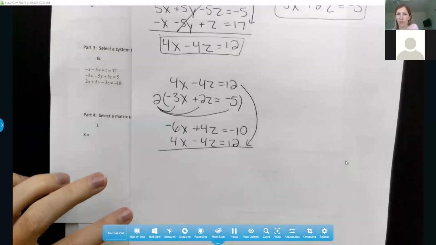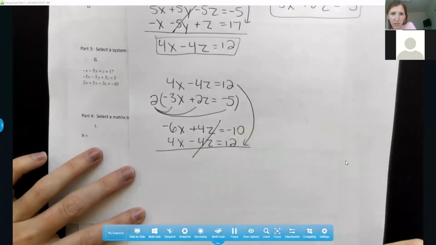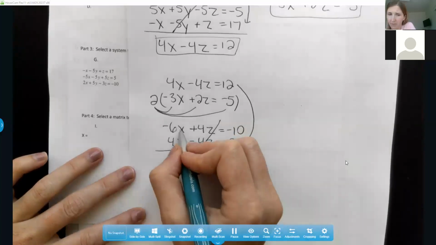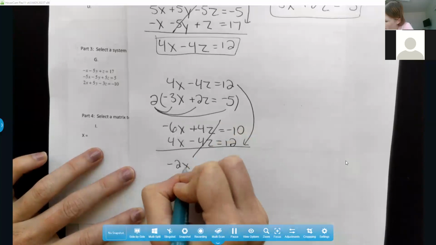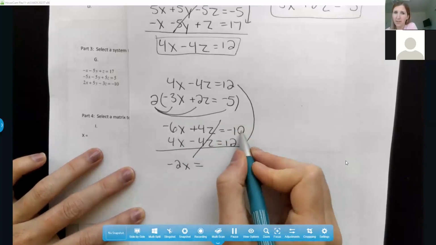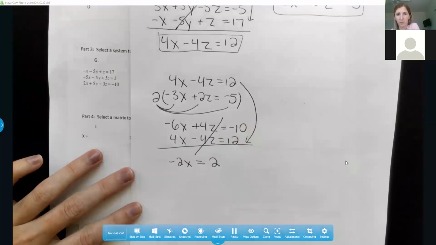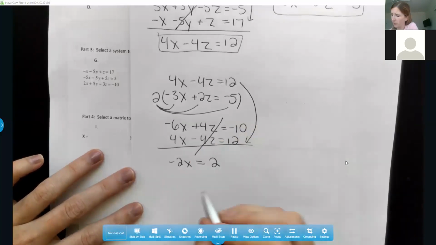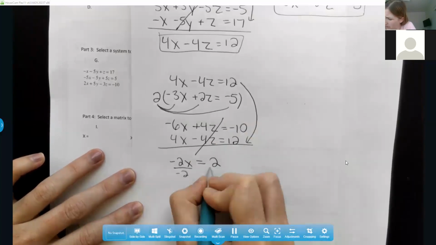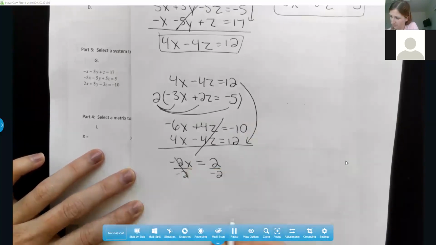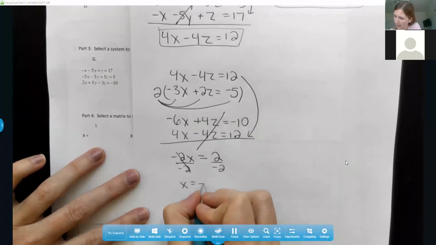And tell me if I'm moving too fast. No. Okay. So we cross out the z's because they cancel out. The -6x plus 4x is going to give me a -2x. And then the -10 plus 12 is going to give me a +2. So the last thing I need to do to figure out what x is, to solve for x, is divide. Yep. So 2 divided by -2 simplifies to a -1.